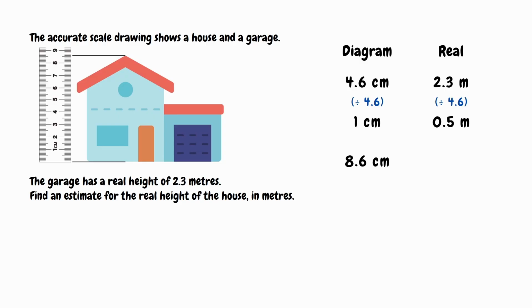Because we found that 1 centimetre, this is really easy to find now. All we have to do is multiply by what we're trying to find. So if I multiply the left-hand side by 8.6, that gives me 8.6. But I need to keep things equivalent. Because I've multiplied the left-hand side by 8.6, I also need to do that to the right. So if we do 0.5 multiplied by 8.6, that gives us 4.3. So the 8.6 centimetres on the diagram for the height of the house represent 4.3 metres in real life. So let's try this with one more example.